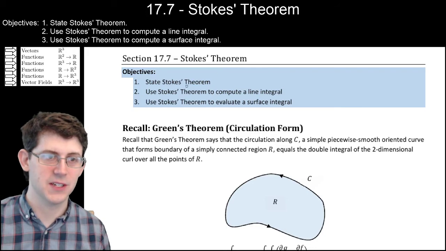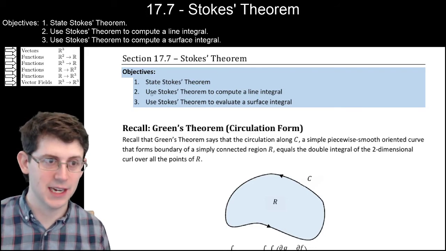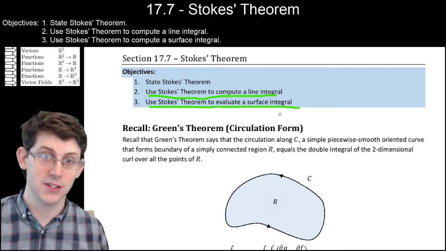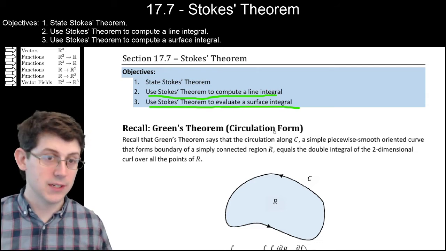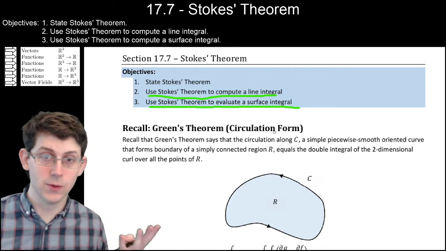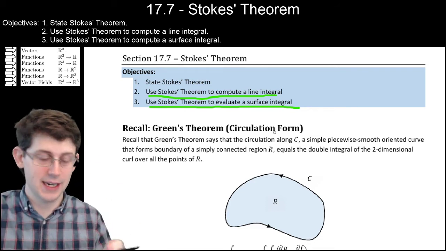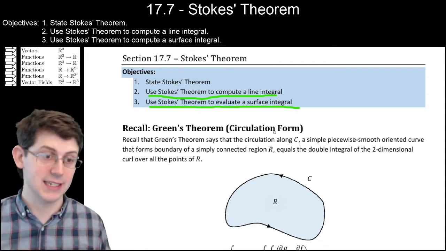The goals of the Stokes' Theorem section are to use Stokes' Theorem to compute a line integral and use Stokes' Theorem to evaluate a surface integral. Stokes' Theorem tells you that a certain line integral equals a certain surface integral, so you can take a difficult one of either type, often, and turn it into the other type, and maybe that makes it easier.